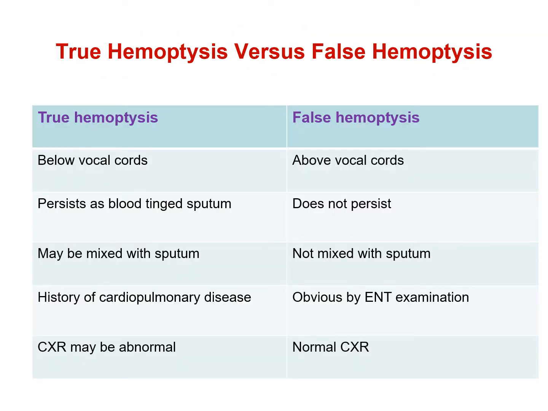To differentiate between true and false haemoptysis: true haemoptysis is bleeding below the vocal cords, but false haemoptysis is bleeding above the vocal cords. In true haemoptysis, blood-tinged sputum persists, but in false haemoptysis there is no blood-tinged sputum after the attack. True haemoptysis may be mixed with sputum; false haemoptysis is not mixed with sputum. A patient with true haemoptysis usually has a history of cardiopulmonary disease, but the false haemoptysis patient has an ENT problem. In true haemoptysis, the chest X-ray may be normal or abnormal, but in false haemoptysis, the chest X-ray is usually normal.